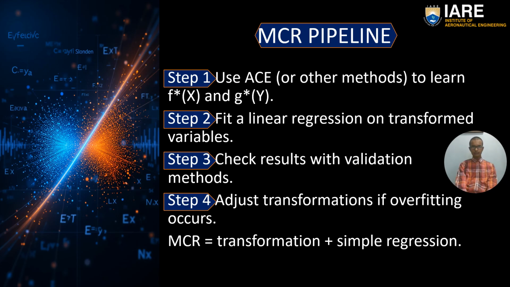And step 4, we have to adjust the transformations if overfitting occurs. We have to adjust them by simplifying if the model overfits or is too tailored to the data. The essence of this entire pipeline is that MCR is equal to transformation plus linear regression. It basically gives us the power of nonlinear modeling but keeps the interpretability of linear regression. Hence, this is the practical workflow of applying MCR.